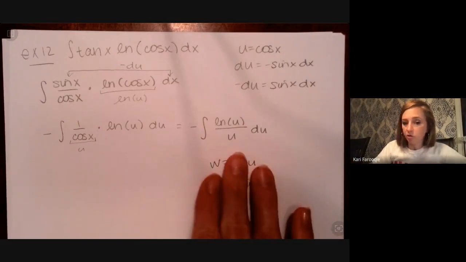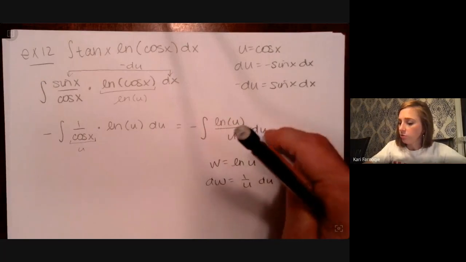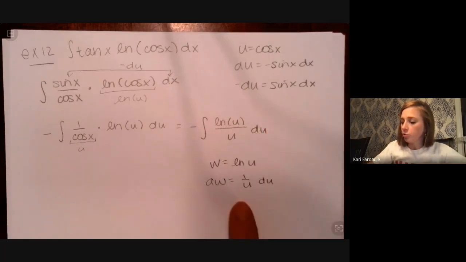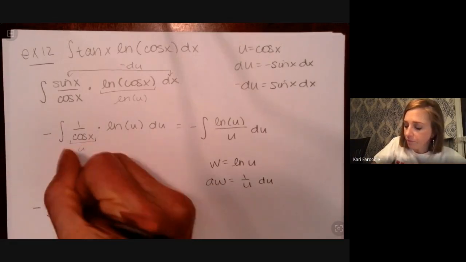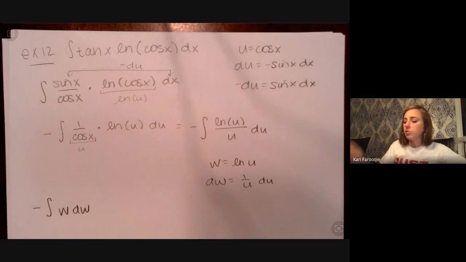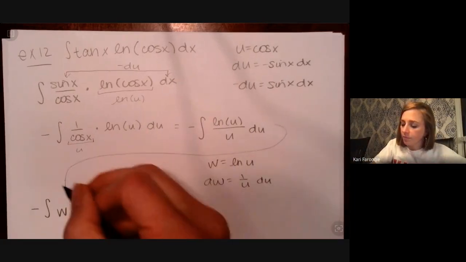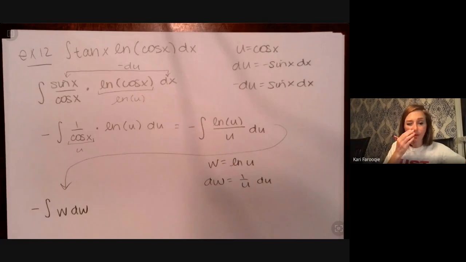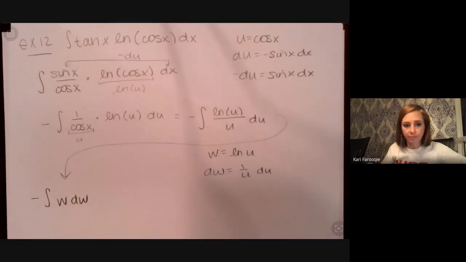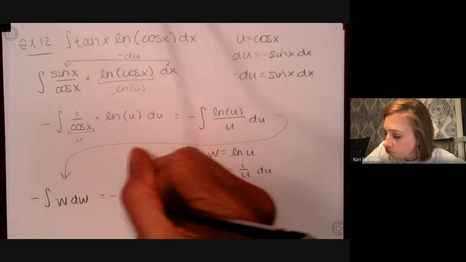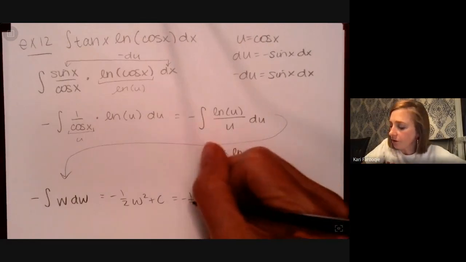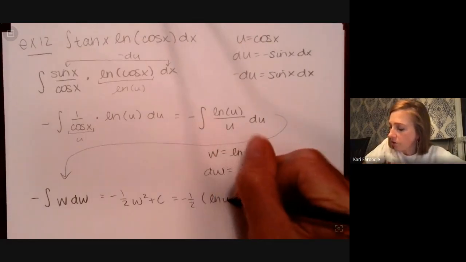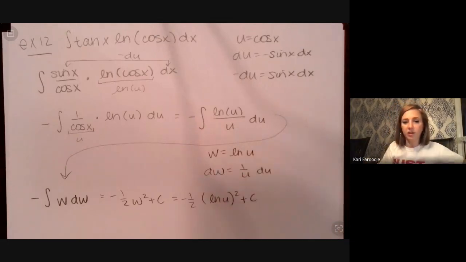So let's do a substitution here. The natural log of u is w, and 1 over u du is dw. So you have the negative integral of w dw. And that's going to be easy for us to integrate. So this will be negative 1/2 w squared plus c. Back substitute for u, negative 1/2 ln u squared plus c.